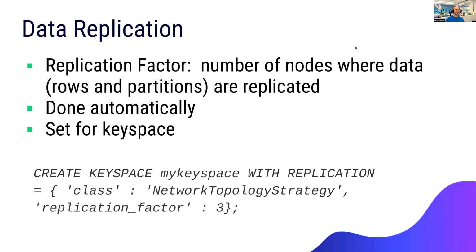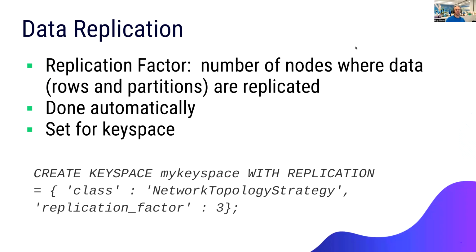So I mentioned that data is replicated. Each node holds a portion of our data. And this is done automatically. So as a user, you don't have to worry about that. It's done by the database, but it's important to understand how this works when you're thinking about data model.